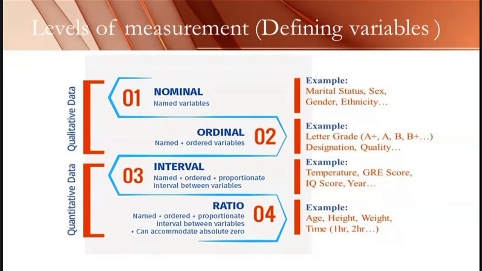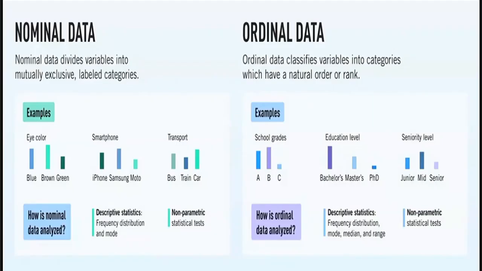Now, with the help of some Google images, I brought some of the scholars' work. They nicely explain the concept of what nominal data is with the help of examples. Nominal data divides variables into mutually exclusive labeled categories.